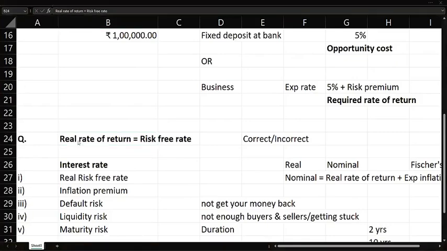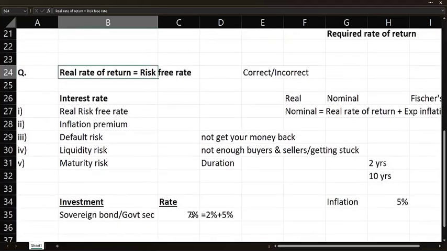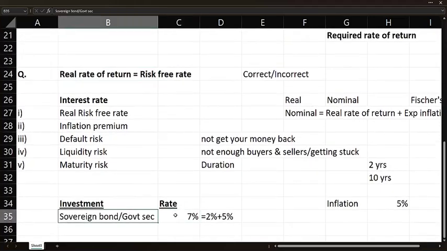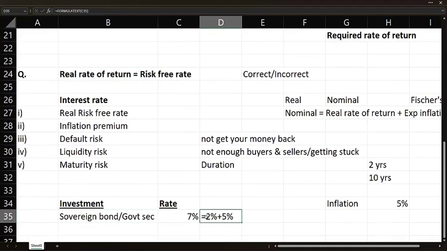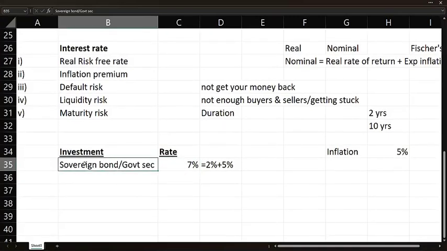Now, when I say that the real rate of return is equal to the risk-free rate, you can counter me and tell me that in this case, the real rate of return is just 2%. But if you talk about the risk-free rate, that can be 7%. That is what you get even on a risk-free security like a government bond.